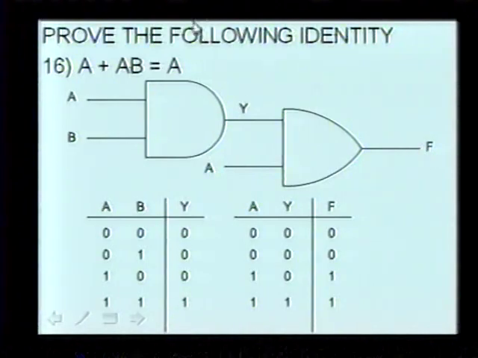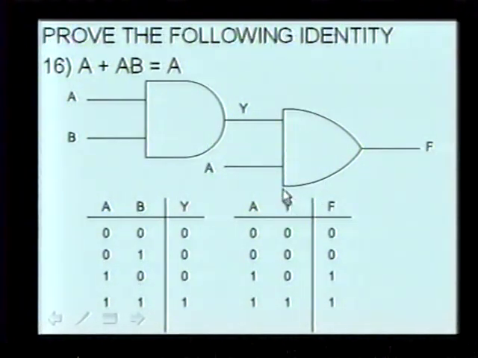So in this example, if this proves to be true, whatever A is will equal F. So we have A: 0 0, 0 1, 1 0, 1 1, ANDed together to give you Y. So that's any 1 in or both 1s in give you a 1 out. So 0 0 is a 0, 0 1 is a 0, 1 0 is a 0, and 1 1 is a 1.